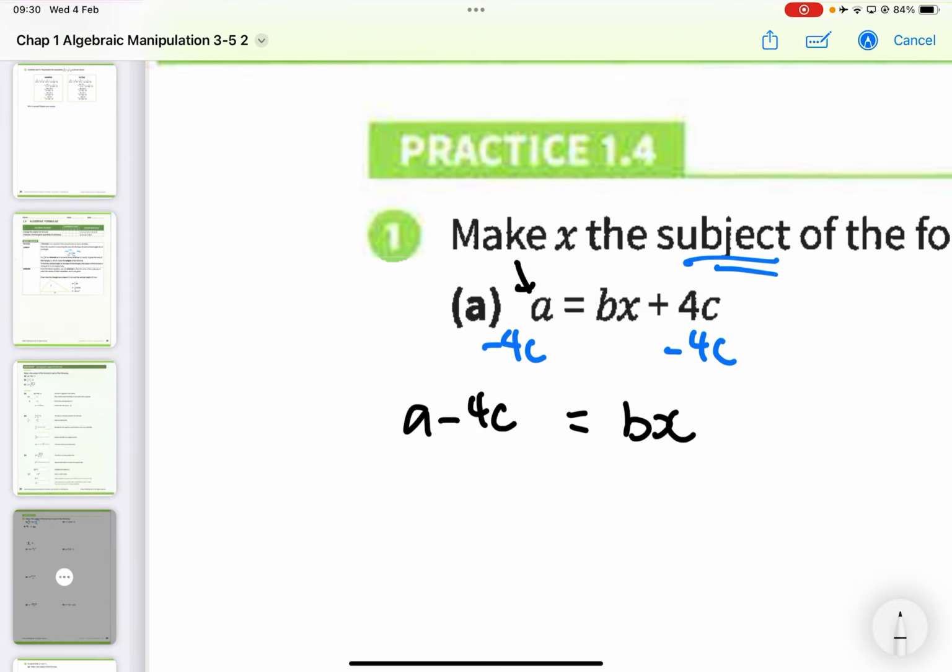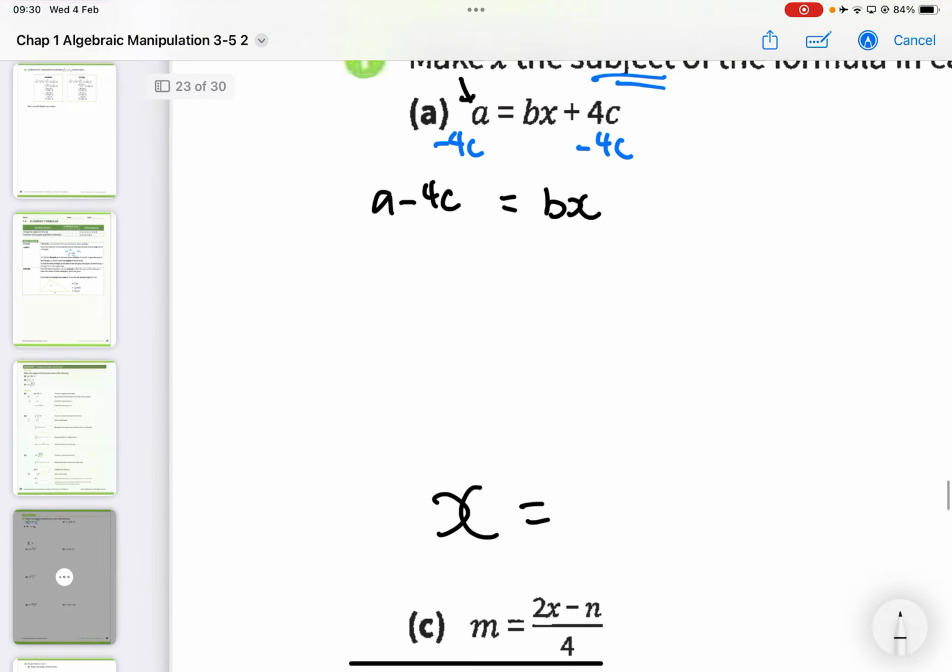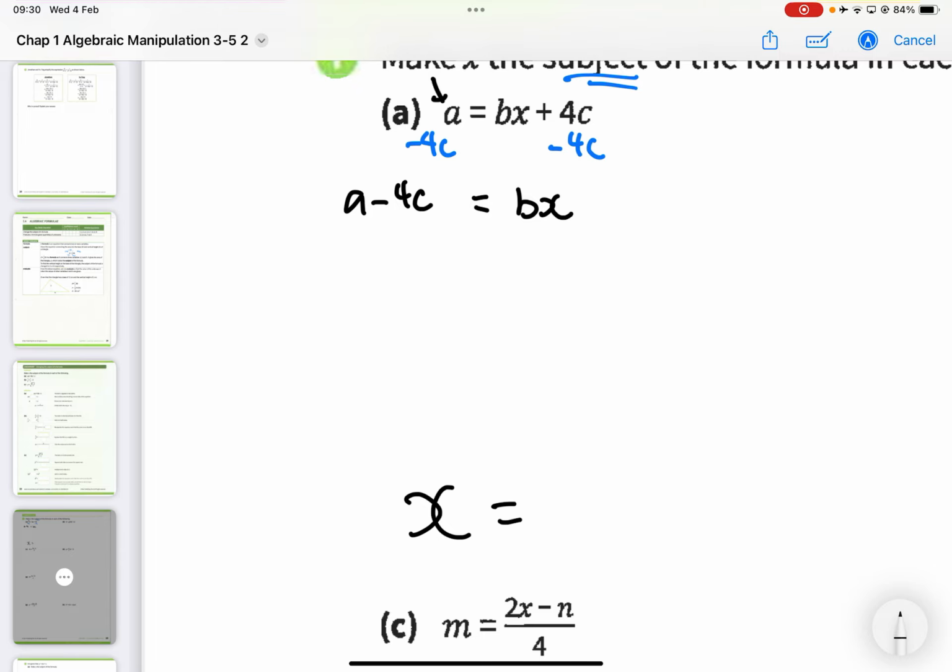Now I am one step closer to my objective. My objective is X by itself, alone. Now I have BX. I no longer have the 4C with it, so I'm closer already. I'm getting closer, but I'm not there yet.